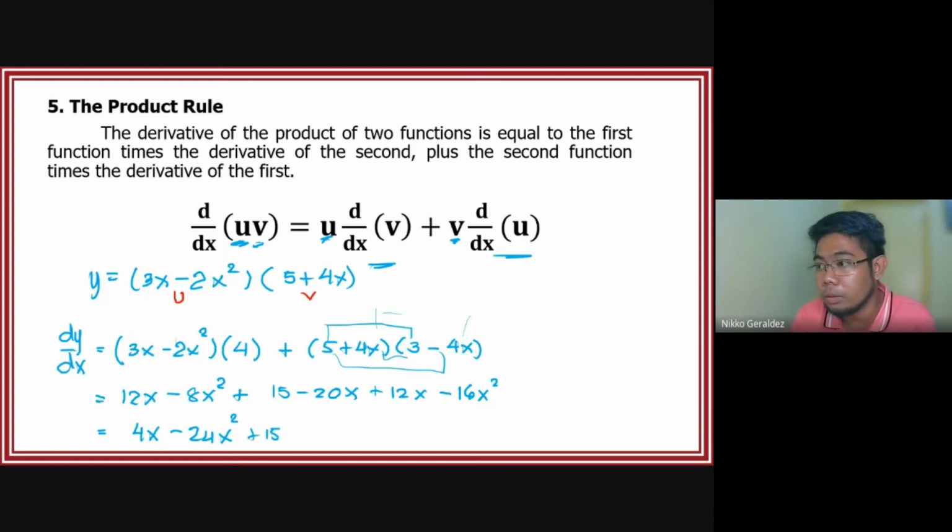So, ganun ang product rule. Yun yung formula natin. Pakitandaan nyo yung formula, then dapat alam natin paano gamitin. Or yung iba, ina-arrange pa into yung arrangement ng exponent. So, negative 24x squared para daw maiba yung sagot, plus 4x plus 15. So, pwede.